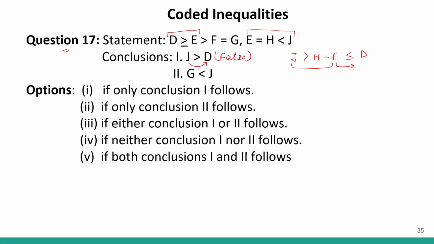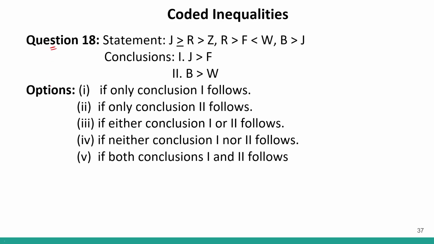If I look at option number 2, J is greater than G. So we will move from J to G. Correct? If I extend this further, after E it is given to us that E is greater than F and F is equal to G. Correct? If I take this much information, E is greater than F and F is equal to G. So J is definitely greater than G. So this will be true. So I can conclude that only conclusion 2 follows. Therefore, my answer will be option number 2. Correct?